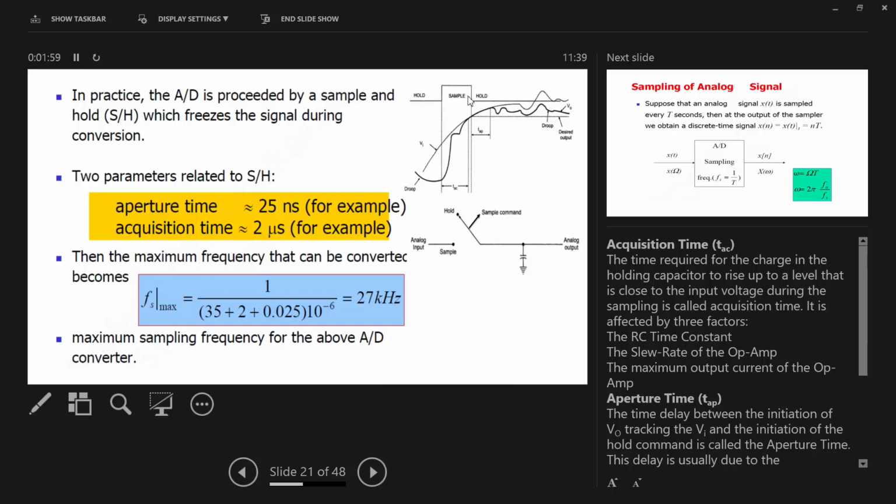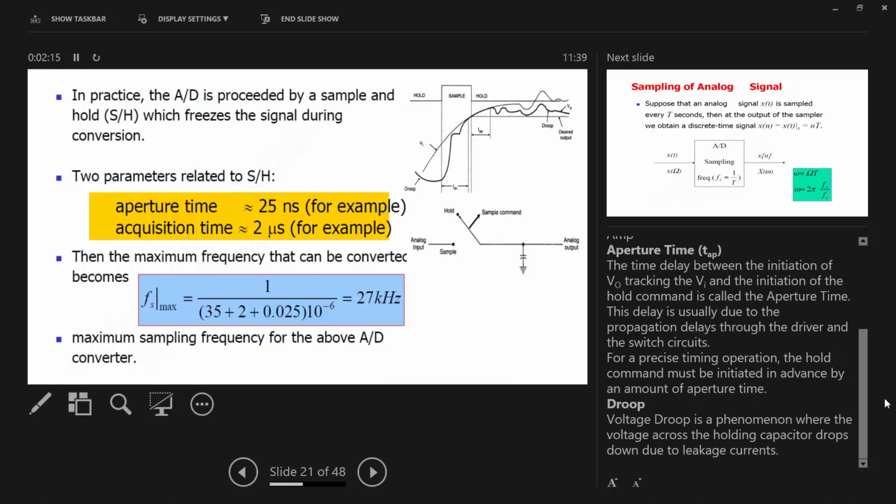Now, after that, the value will be held because the hold action will come into play. And there is one important point to be noted, which is the droop in this signal. Now, what is droop in this signal?